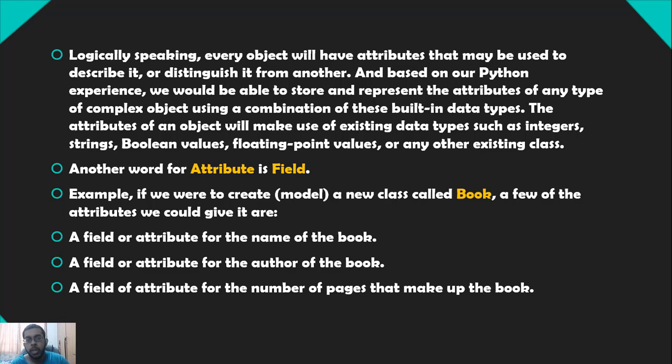Example, if we were to model a new class called book, a few of the attributes we could give it are a field or attribute for the name of the book, a field or attribute for the author of the book, a field or attribute for the number of pages that make up the book.